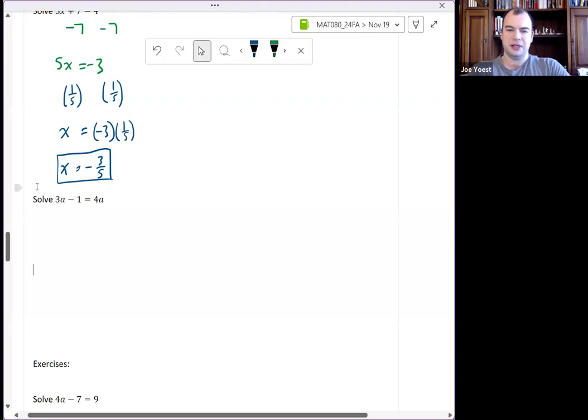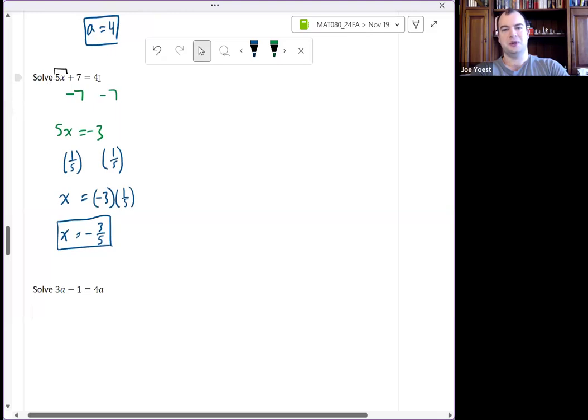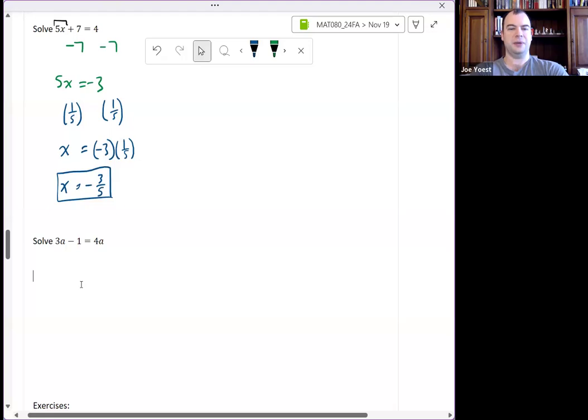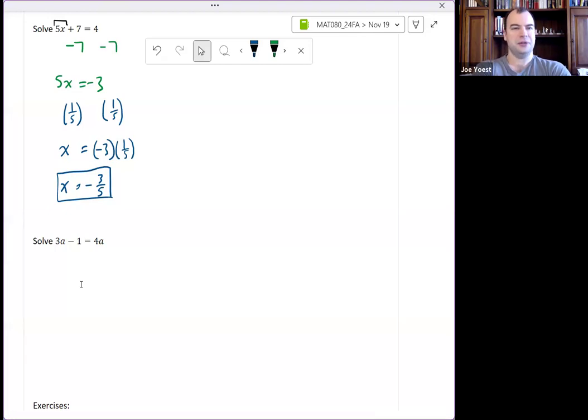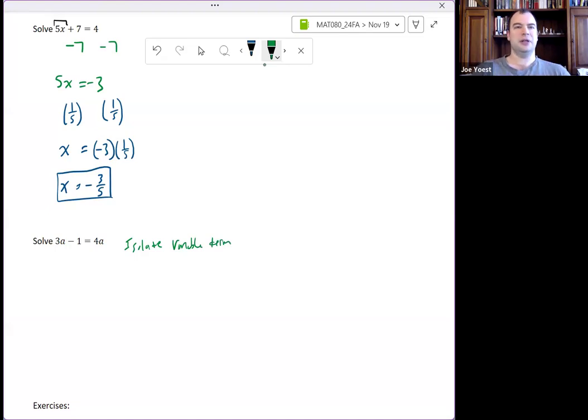Okay, what about something like this? Solve 3a minus 1 equals 4a. This has a similar structure to this one up here, right? Except that on the right-hand side, there's a bit with a variable in it, this 4a. I want to kind of do the same thing. I want to work on isolating my variable term first. In other words, I want to get all my variables on one side by themselves.